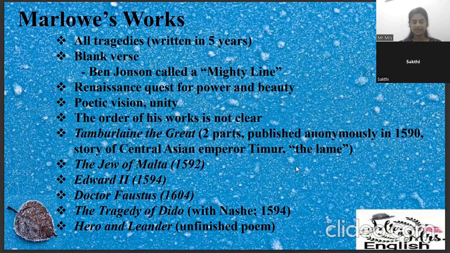Then Dr. Faustus, Edward II, the Jew of Malta, Tamburlaine the Great. So exclusively he has written Tamburlaine the Great, the Jew of Malta, Edward II, Dr. Faustus, and then the Massacre at Paris. These are the 5 plays by Christopher Marlowe. And then he collaborated with Nash for the Tragedy of Dido, and also he has written an unfinished poem, Hero and Leander.